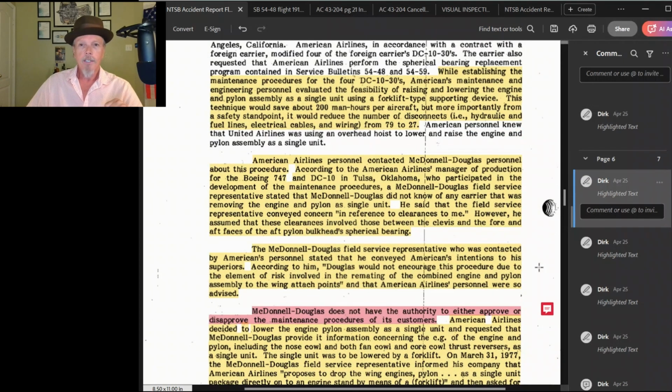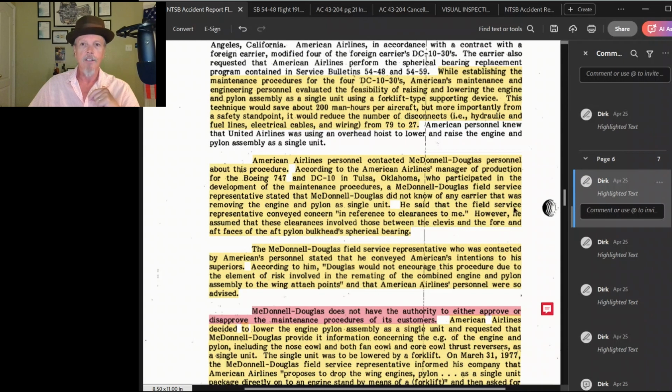American Airlines personnel contacted McDonnell Douglas personnel about this procedure. According to the American Airlines manager of production for the Boeing 747 and the DC-10 in Tulsa, who participated in the development of the maintenance procedures, a McDonnell Douglas field service representative stated that McDonnell Douglas did not know of any carrier that was removing the engine and pylon as a single unit.